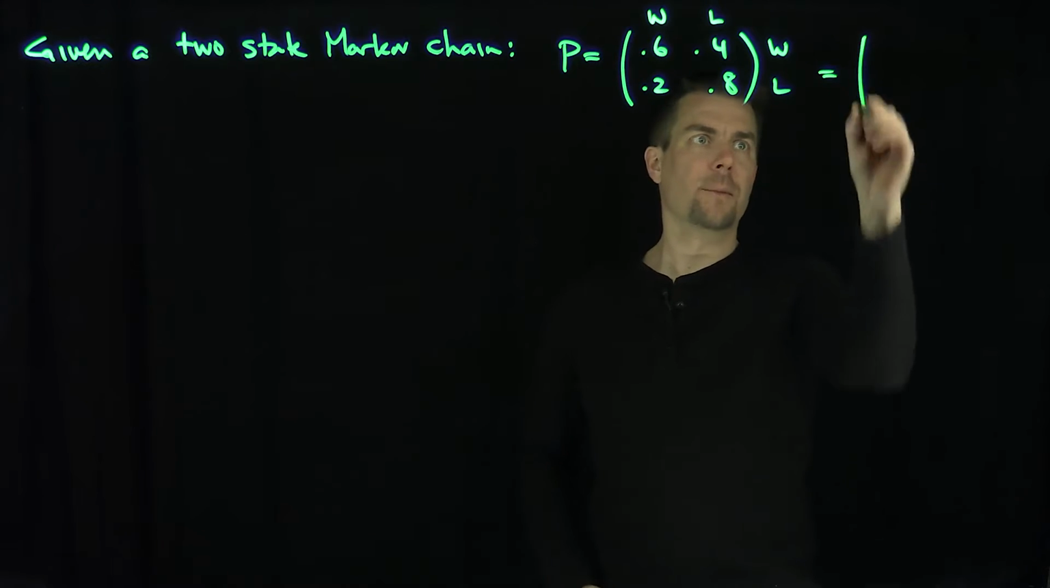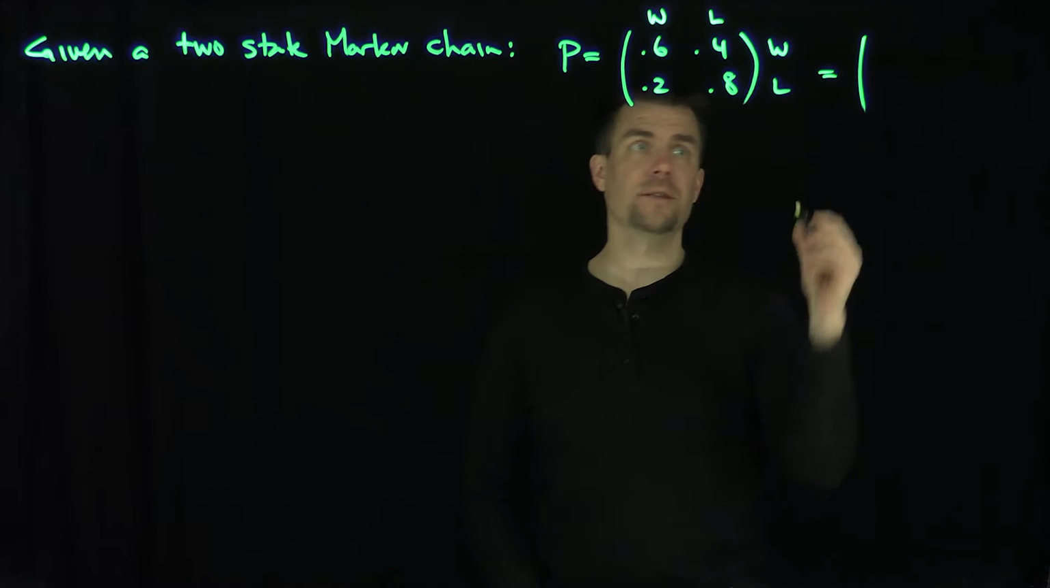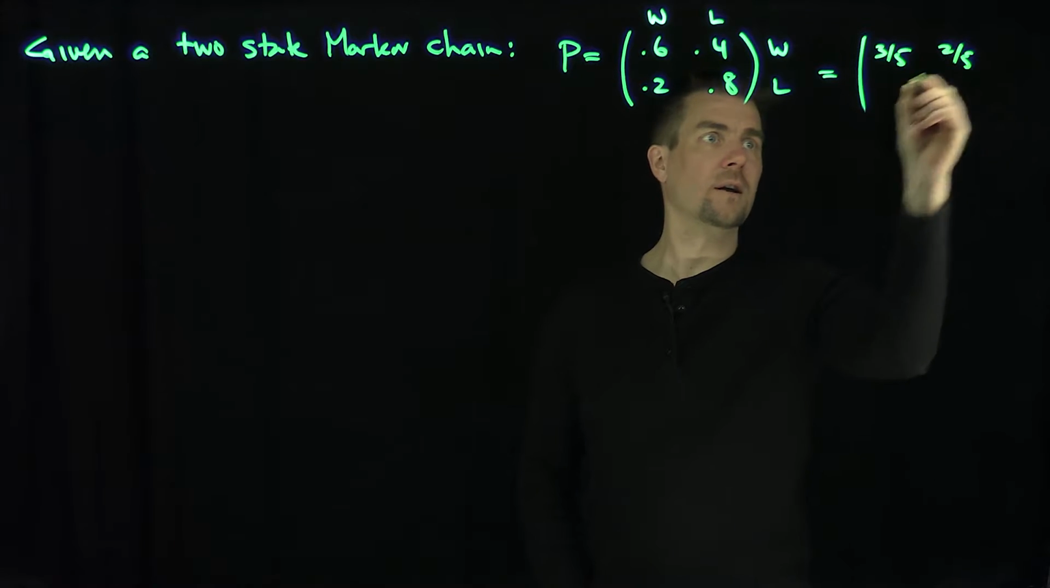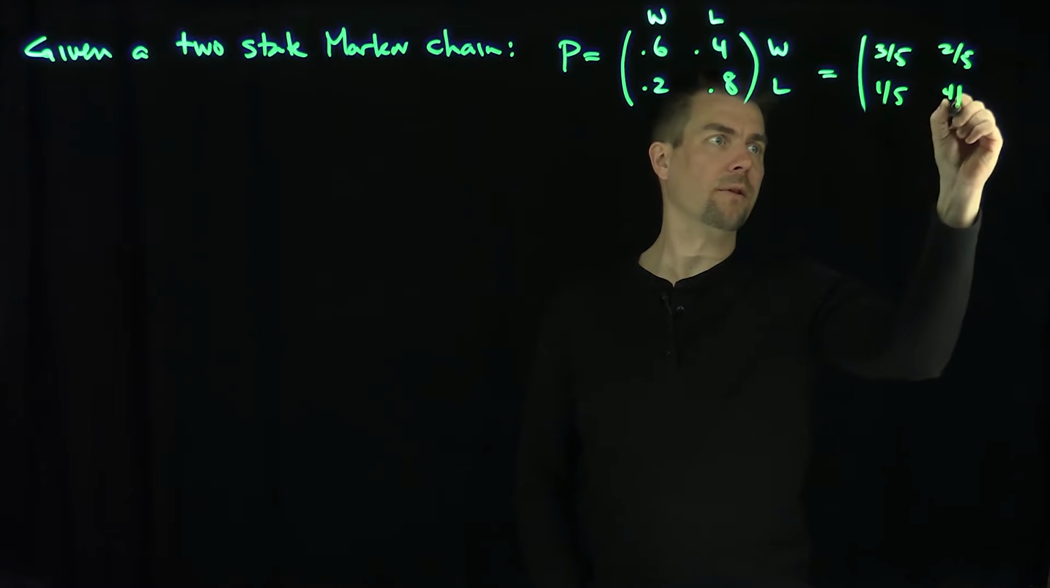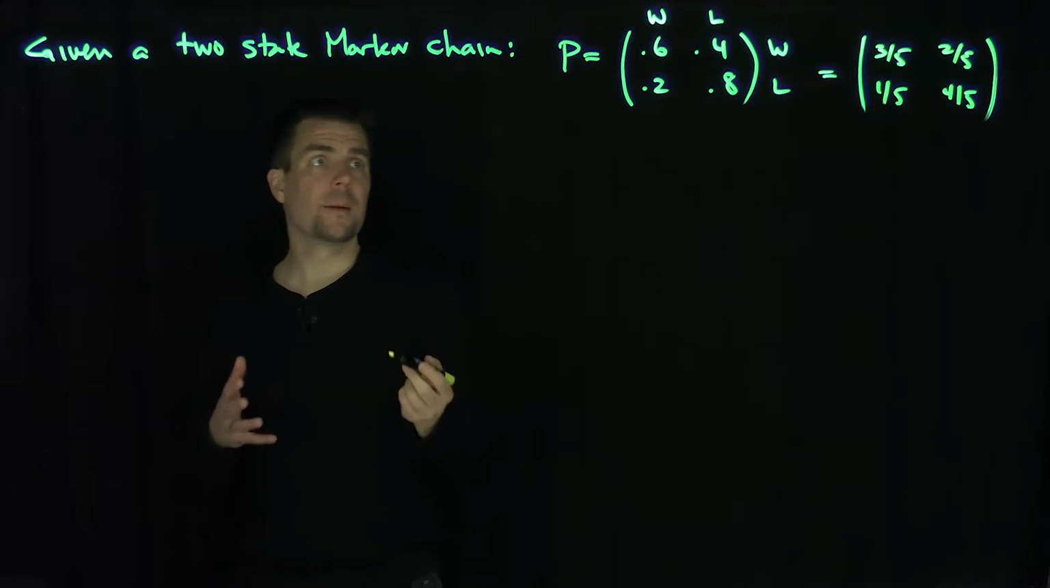And of course, let's write this in simpler terms, right? So let's write these in terms of fifths. So this is going to be 3/5 over here, then 2/5 over here, 1/5 over here, and 4/5 over here. If you don't like decimals, you can do fractions instead. Okay, so now I'd like to find the long-time behavior of this.